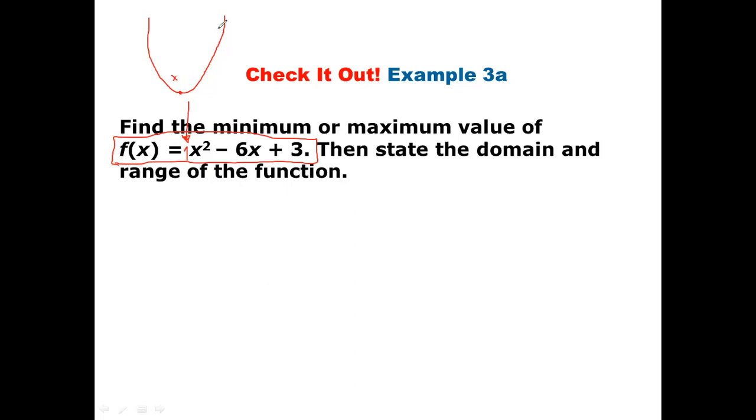So in this example, x squared has positive 1 as the coefficient. That is our a. The coefficient of x, which is b, is negative 6. And of course, the c or the constant here is positive 3. So that is your c.